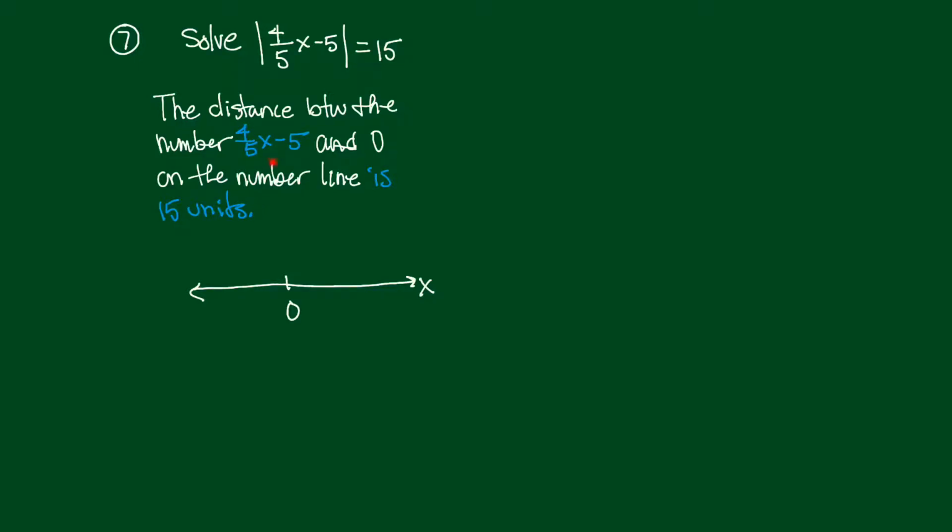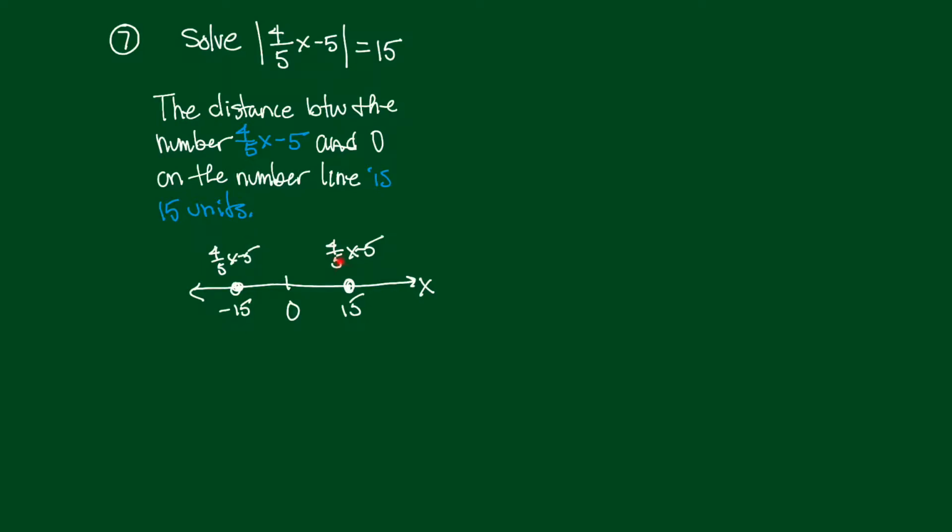So if we take that number, like just pick it up and grab it, and start here, and go out 15 units to the right, we'll be at positive 15. And we could drop that number down there, 4/5 x minus 5. Or we could have taken that number, start at 0, and go 15 units out to the left. And if we go 15 out to the left, we're at negative 15. And then we could drop that 4/5 x minus 5 right there.